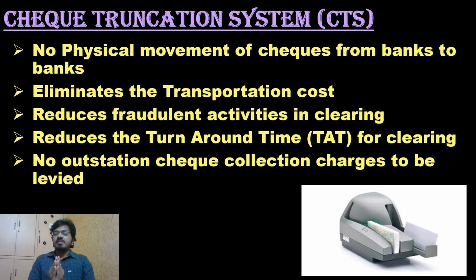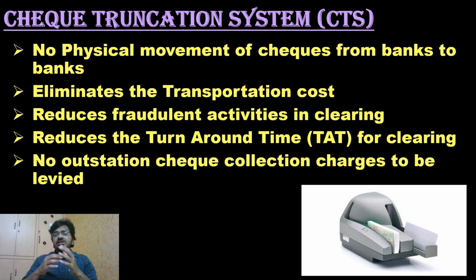RBI implemented the check truncation system in all the banks. So now banks can easily scan the checks and transfer them to the respective banks the check belongs to. There is no physical movement of checks here, because in early days, if a bank received an outward check, they would collect all the other customers' outward checks, bundle them and send them to a hub, and from that hub they would go to all other banks, and from those banks it again came to clearing. So these things involved so much physical process, physical movement of checks. This can be avoided using this simple scanner nowadays.